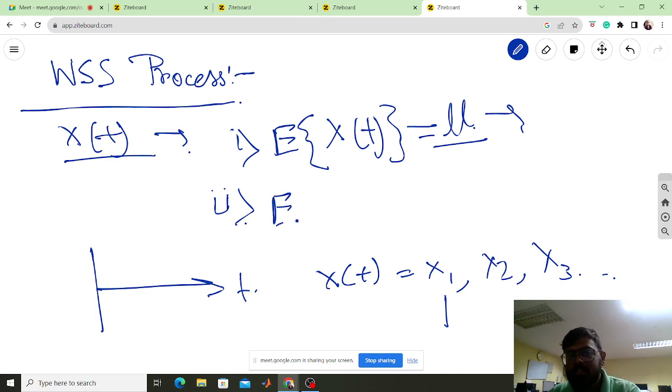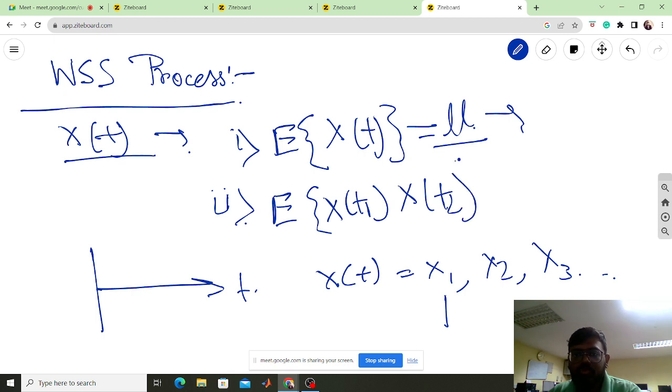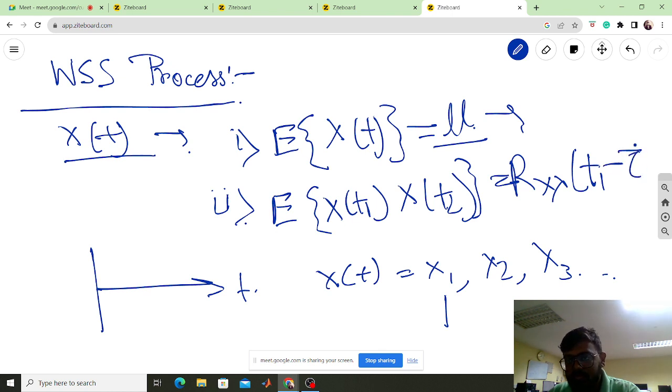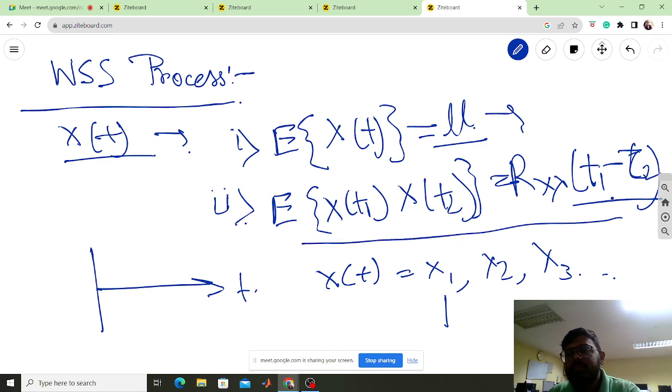And another thing is that the autocorrelation of X(t1) and X(t2) will depend only on the time difference between t1 and t2, nothing else. So if these two conditions hold, that the mean is constant and the autocorrelation function depends only on the difference between the time indices, then we can say that the process is a wide sense stationary process.